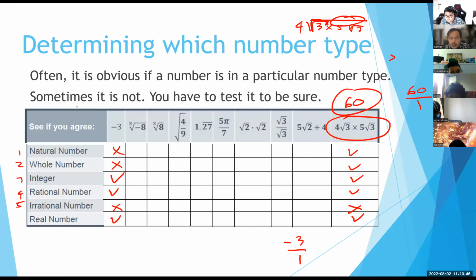Okay, guys, I need to tell you one more thing. With 1.27, you can see that there's a line on top of it. That's what we call a recurring decimal. It tells you it's 1.2727272727 and so on, it goes on forever. We've talked about that, and I would like you to determine which type of number it is included in.